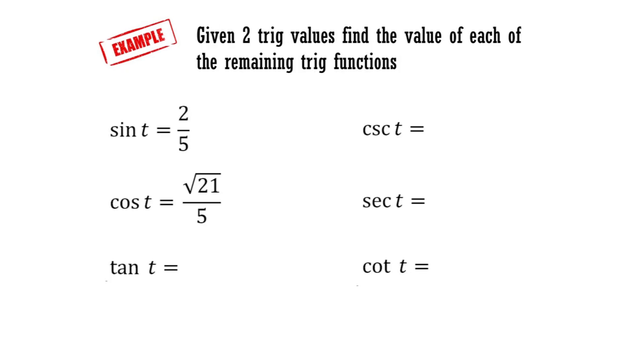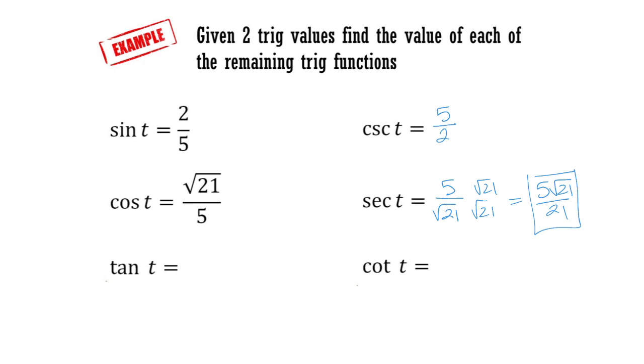All right, so here's a different way that we can use this. It says, given two trig values, find the value of each of the remaining trig functions. All right, so I'm using my fundamental identities to do this. And the first two are going to be easy peasy because if they want me to find the cosecant, well, that's just the reciprocal of sine. So all I've got to do is flip it. So the cosecant of whatever angle t is 5/2. And the secant is just the reciprocal, so that would be 5 over root 21. But on this one, we do have to rationalize, but that's okay, not too hard. 5 root 21 over 21.